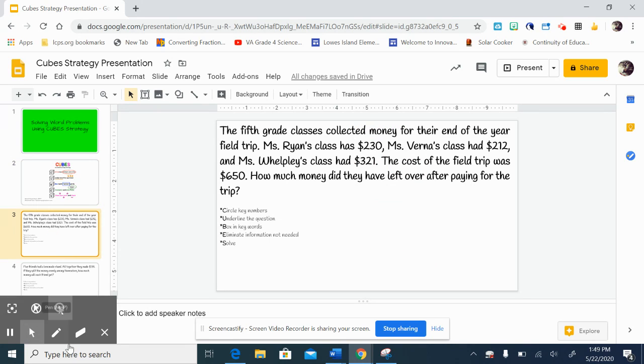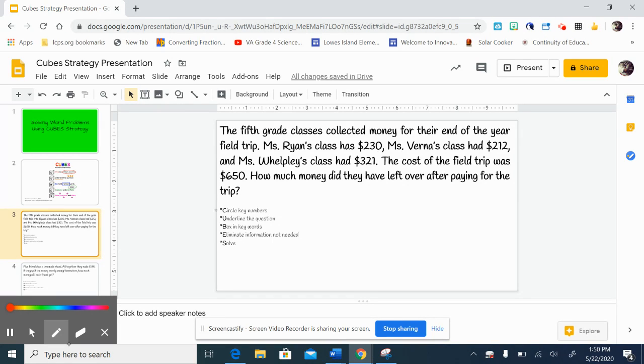I'm going to go ahead and show you an example of how I'm going to use the CUBES strategy to solve this word problem right here. The problem says the fifth grade classes collected money for their end of the year field trip. Miss Ryan's class had $230, Miss Verna's class had $212, and Miss Whelpley's class had $321. The cost of the field trip was $650. How much money did they have left over after paying for the field trip?